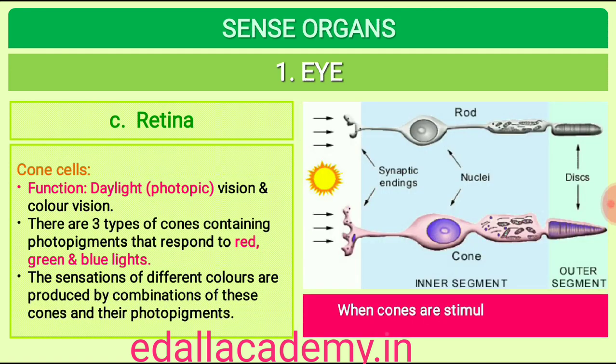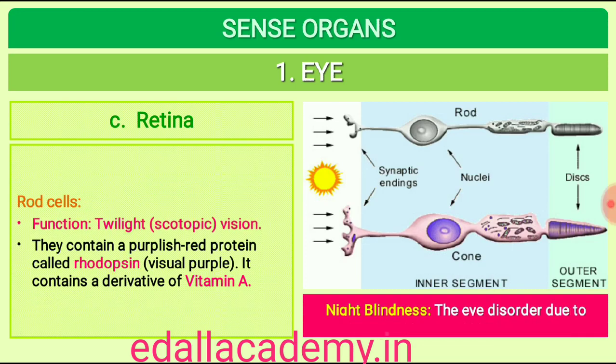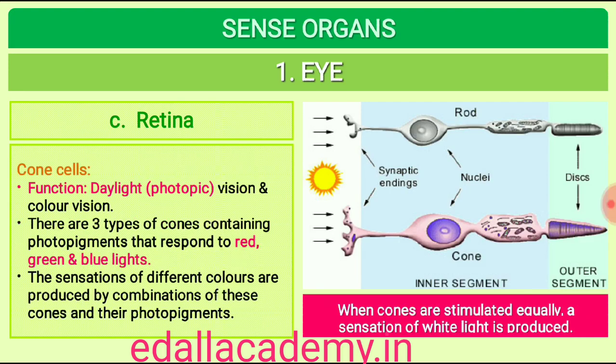The daylight, photopic, vision and color vision are functions of cones and the twilight, scotopic, vision is the function of the rods. The rods contain a purplish-red protein called the rhodopsin or visual purple, which contains a derivative of vitamin A in the human eye. There are 3 types of cones which possess their own characteristic photopigments that respond to red, green and blue lights. The sensations of different colors are produced by various combinations of these cones and their photopigments. When these cones are stimulated equally, a sensation of white light is produced.